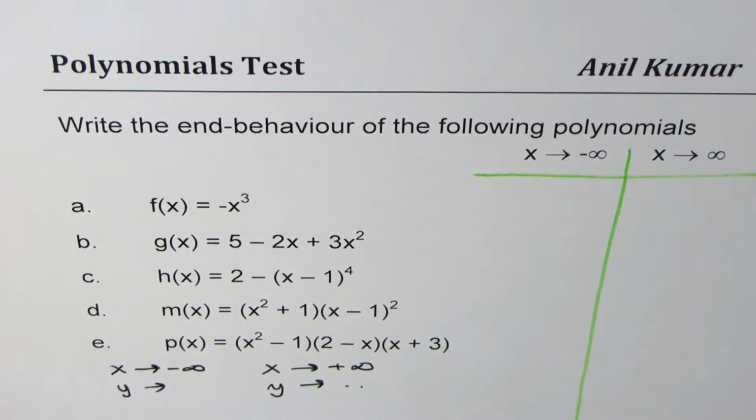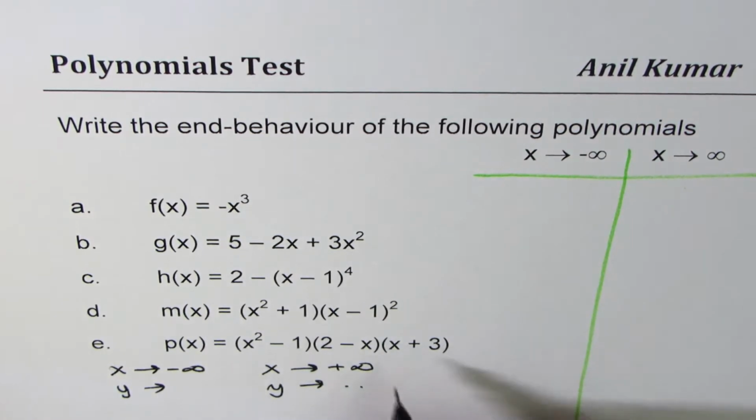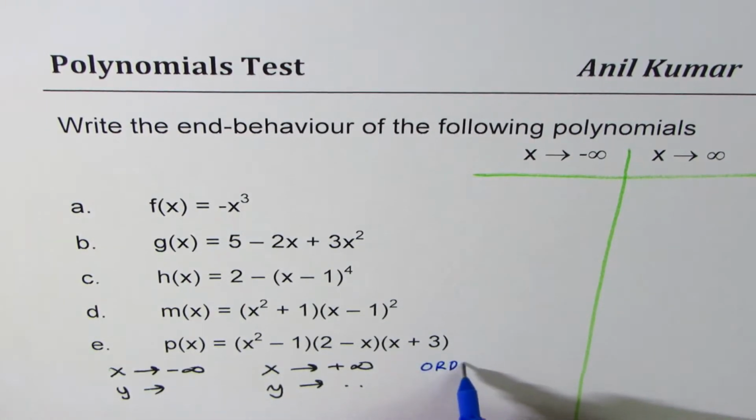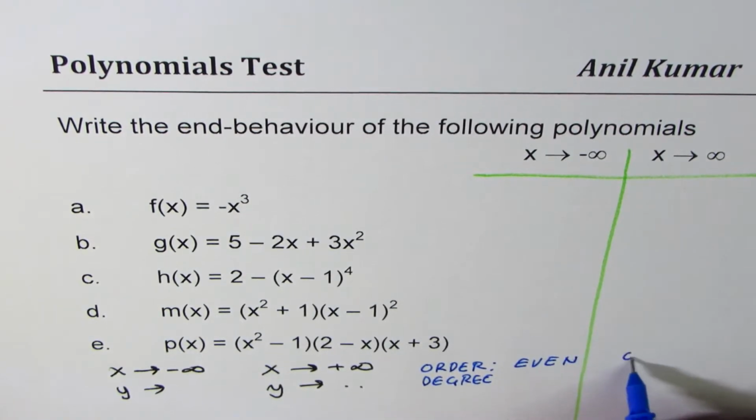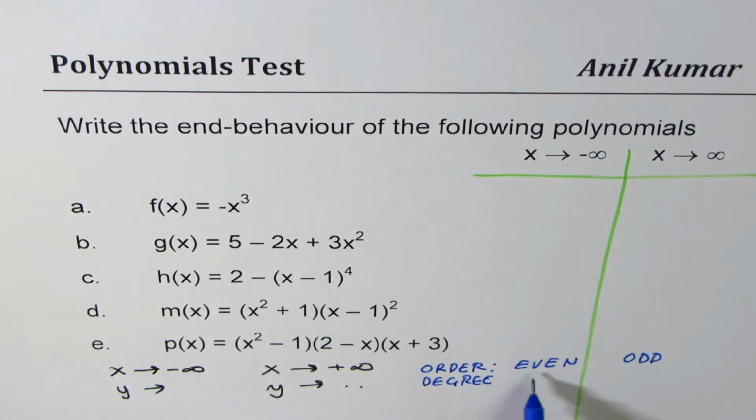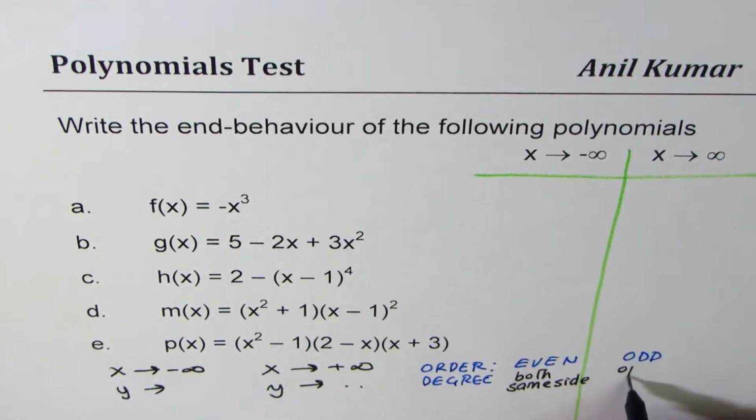The key criteria to look for is two things. One, you have to check the order, or I should say degree, whether the degree is even or odd. If it is even, then we say both face same side. Odd means opposite ends. I'll explain as we go through the questions.